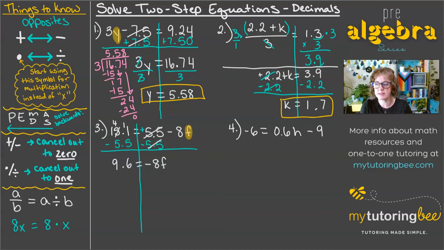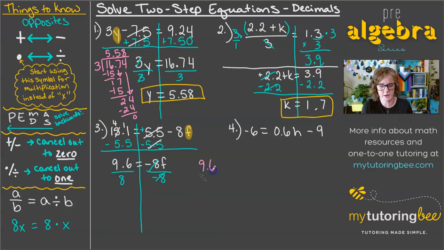All right, so then our next step is going to be to get rid of that multiplication of negative 8. So we're going to divide by negative 8. Don't forget that you can divide by the negative at the same time as dividing by the number. You don't have to divide by 8 and then divide by negative later. You can kind of take care of both of those things with one step. So that's going to cancel out and leave us with just f. So let's see what 9.6 divided by 8 is.